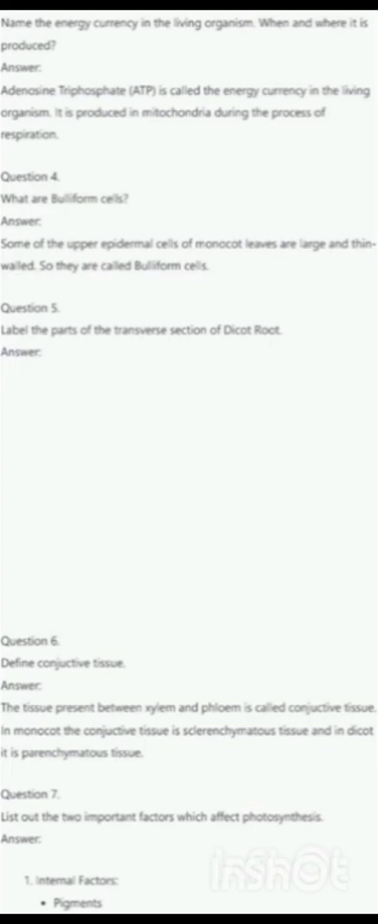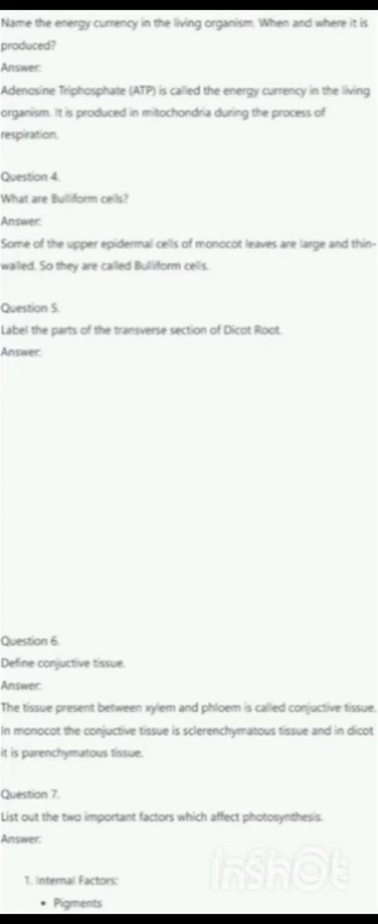Question 4. What are bulliform cells? Answer: Some of the upper epidermal cells of monocot leaves are large and thin-walled, so they are called bulliform cells. Question 5. Label the parts of the transverse section of dicot root. No answer provided in the image.